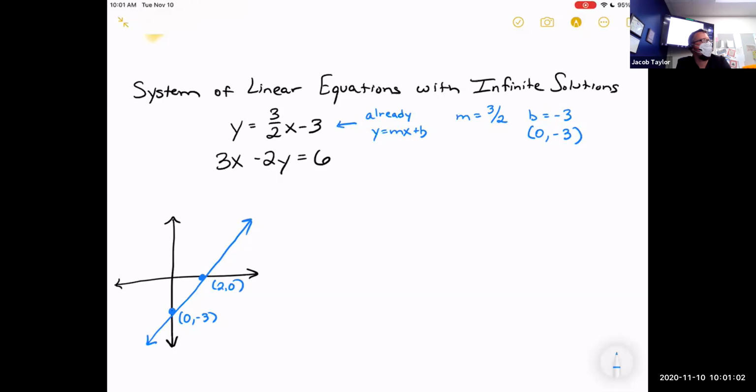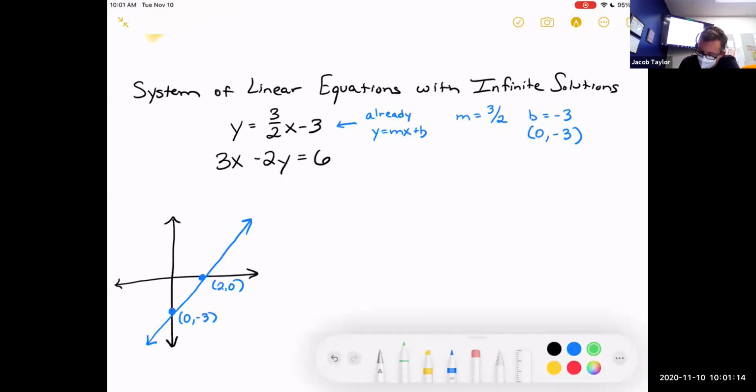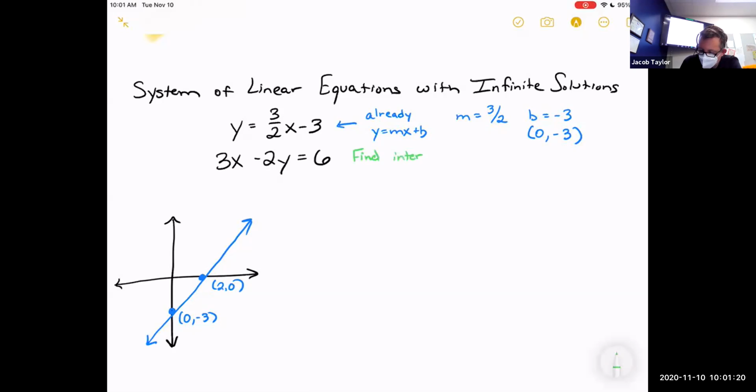Now the second equation I could put in slope-intercept form, which is what I've been doing, but it's already in standard form. So there's another way you can graph equations in standard form besides putting them in slope-intercept form, and that is to find the intercepts. And the reason I want to do that is because I already have the intercepts for the first equation. The first equation, the y-intercept was 0, -3, and then I found out the x-intercept was 2, 0. Let's find the intercepts here.